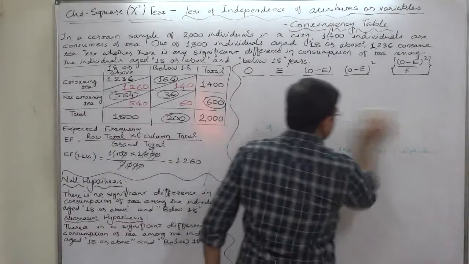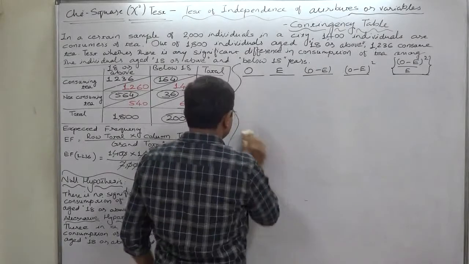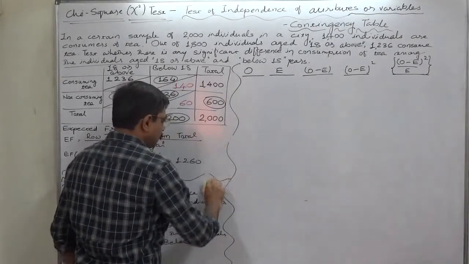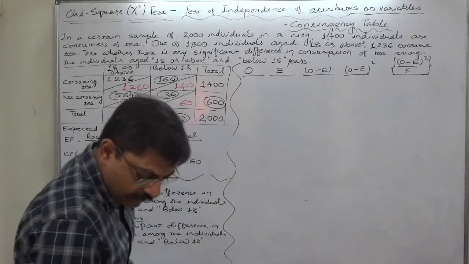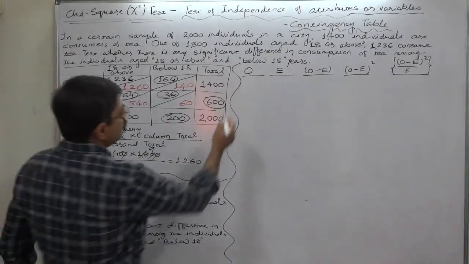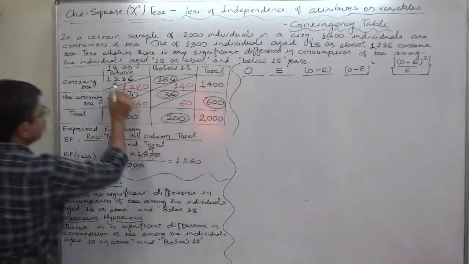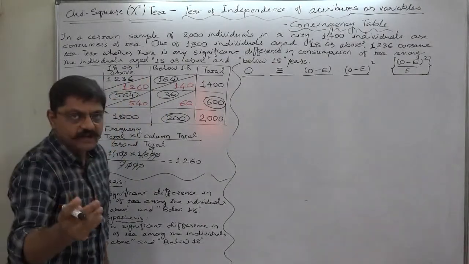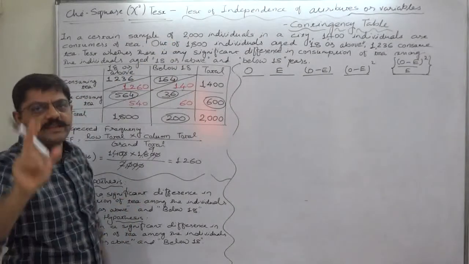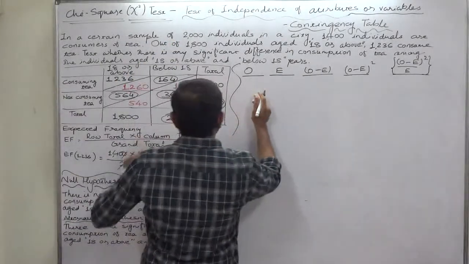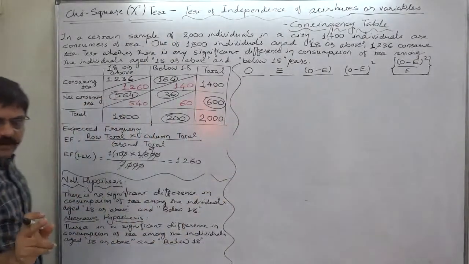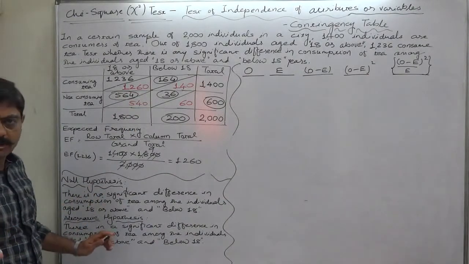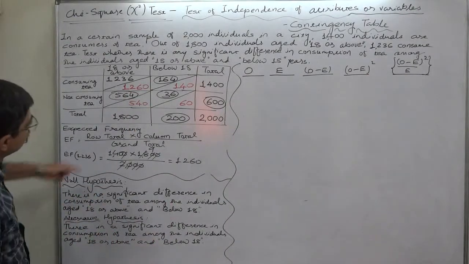Now, the calculation of chi-square first of all. How to calculate chi-square? Very easy. O stands for observed frequencies, that means real frequencies, the result of this survey. And E stands for expected frequencies. There are so many ways of writing all these things. I am not going to repeat other.